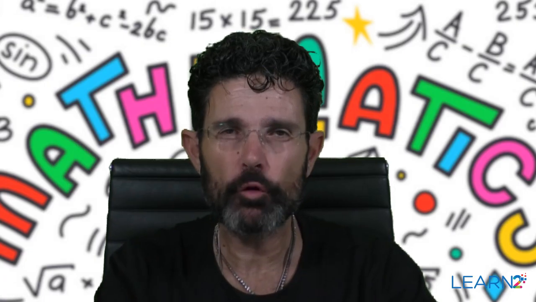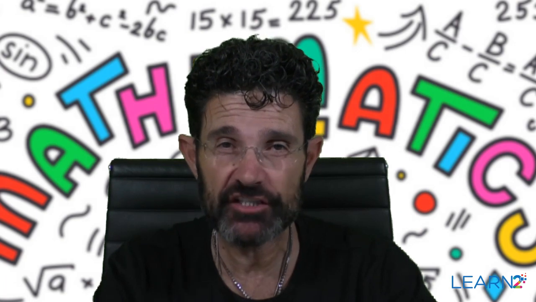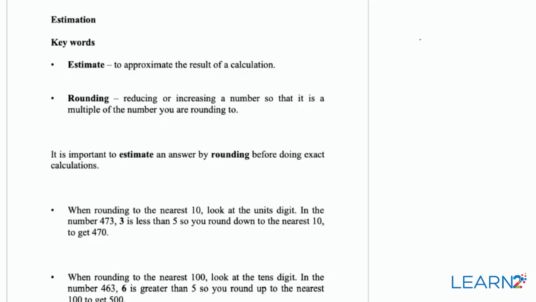Let's take a look now at all the rules for addition and subtraction for grade 6. So the first thing I want to start with is a bit of revision on some terminology. The first one is, what do we mean when we estimate something? That is to approximate the result of a calculation.